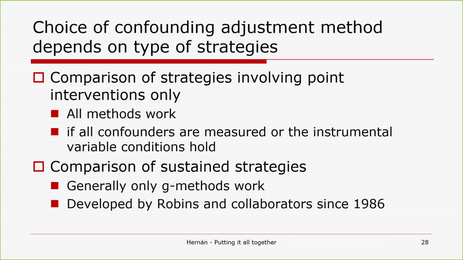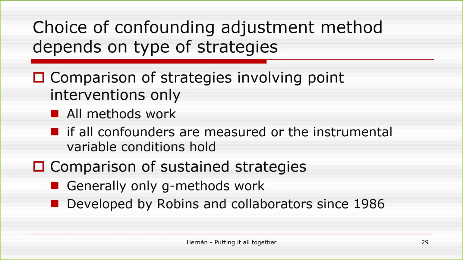Okay, so why am I talking about treatment strategies? Because the choice of the method to adjust for confounding depends on the treatment strategy in your target trial. If your treatment strategy in your target trial is a point strategy, then any method to adjust for confounding works. You can use propensity scores, you can use maximum likelihood, any method works if you have information on the confounders. Or you can use the method of instrumental variables if you have instrumental variable conditions.